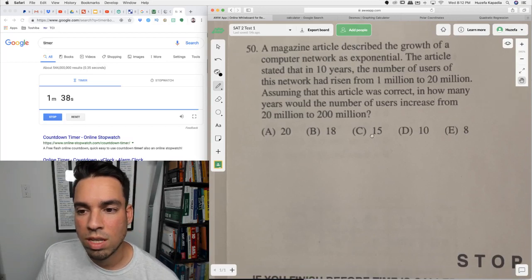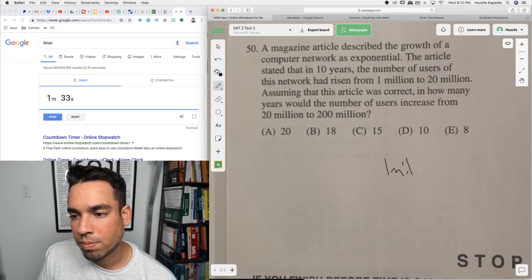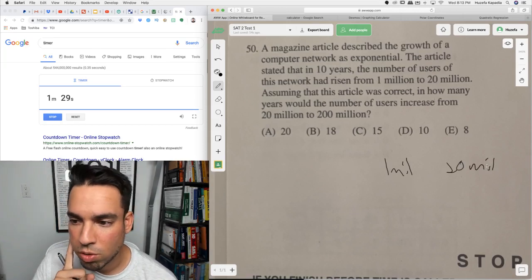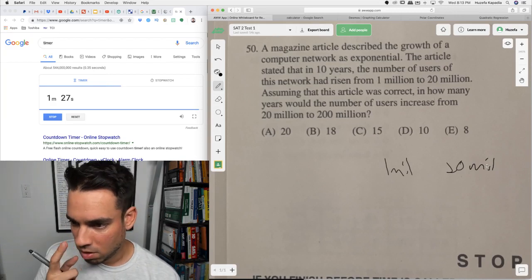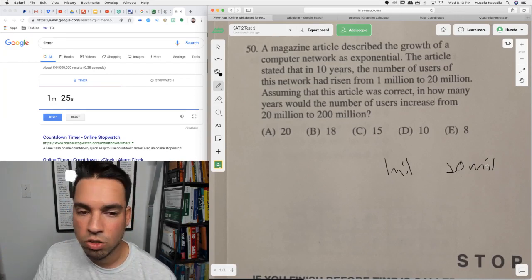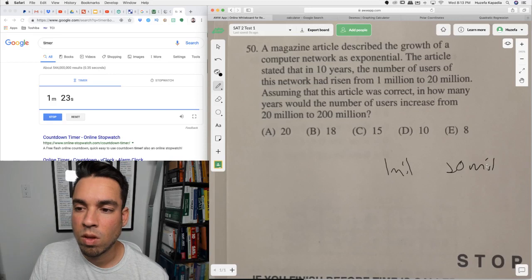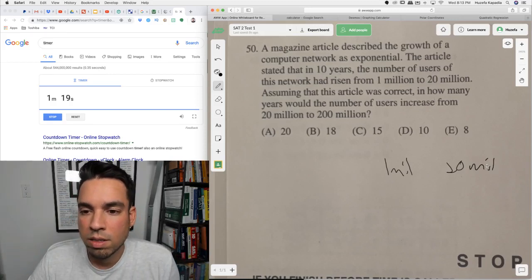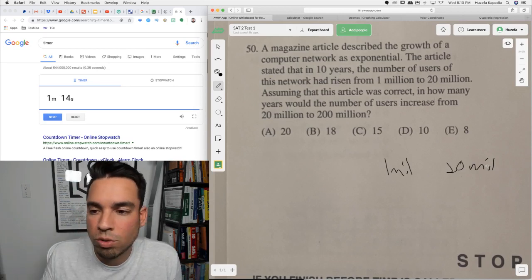Okay, last one. A magazine article described the growth of a computer network as exponential. The article said that in 10 years, the number of users had risen from 1 million to 20 million. Assuming that this article is correct, in how many years would the number of users increase from 20 to 200? So it goes up by a factor of 20 in 10 years.